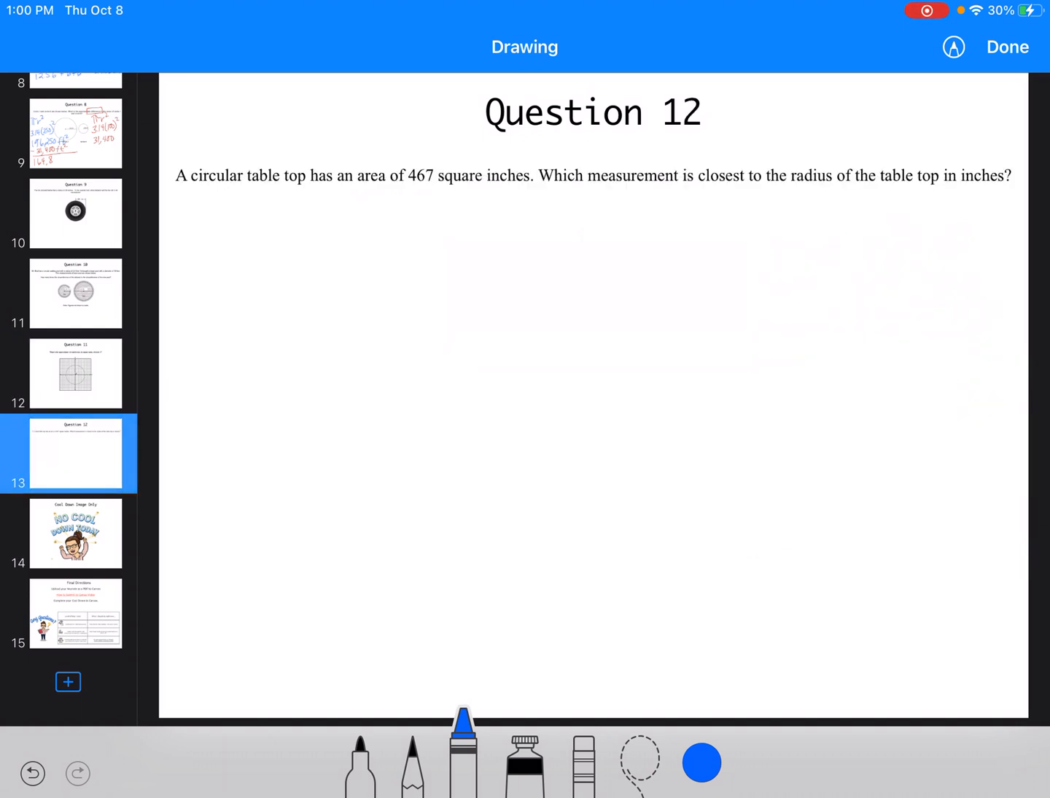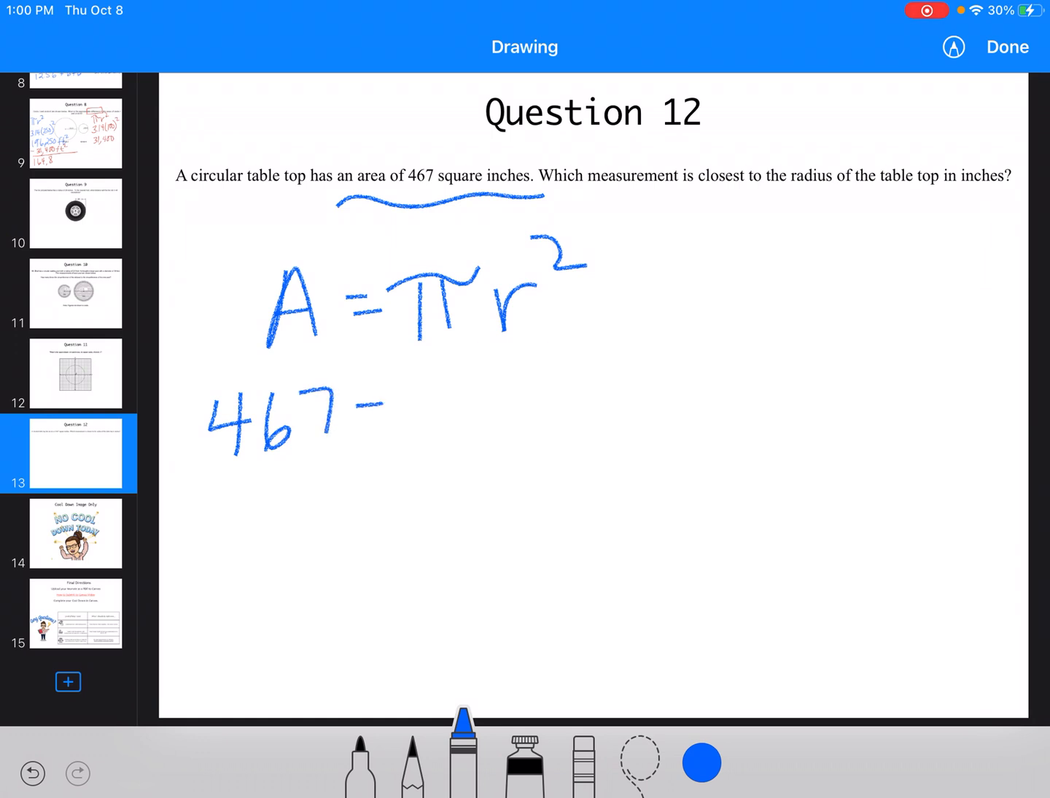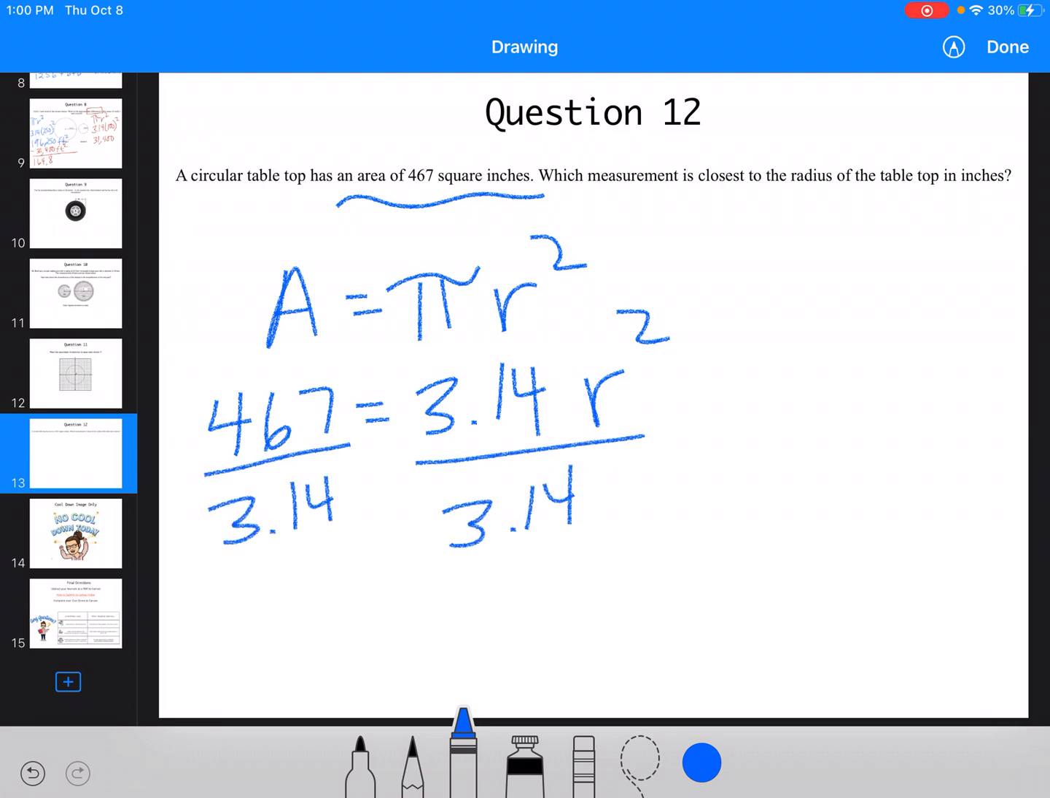All right, and the last question I have to do is a circular top, so I'm finding the area. So area equals pi times radius squared. So 467 equals 3.14 times the radius squared. So I'm going to divide by 3.14. So I have 467 divided by 3.14, and I get a crazy number, 148.72. So I have to figure out approximately what my radius is going to be.